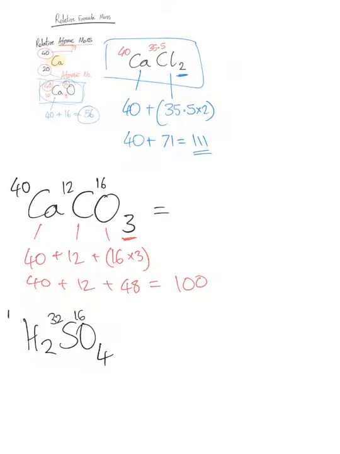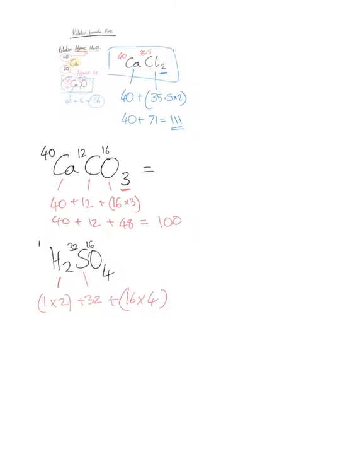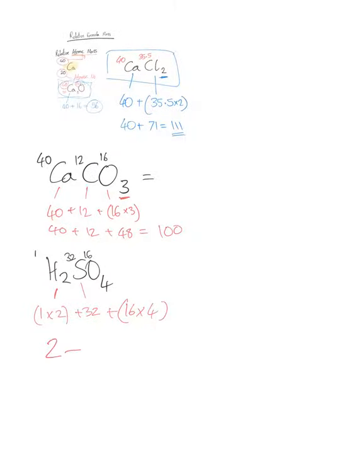And if I try this one, well, I've got 1, but I've got 2 lots of the hydrogen. I've got a 32 from the sulfur, and I've got 4 lots of oxygen to make that. So if I add all those together, I have got 2 add 32 add 64, which equals 98.